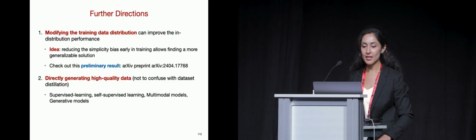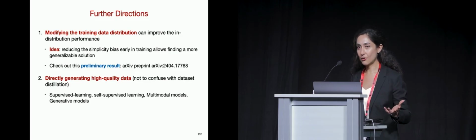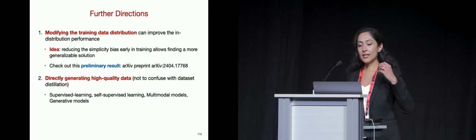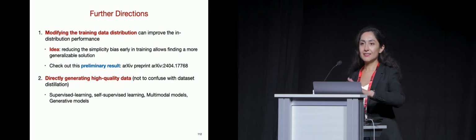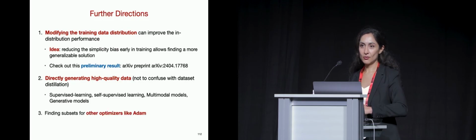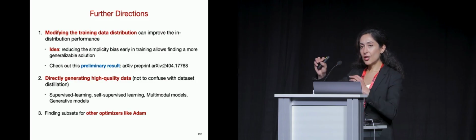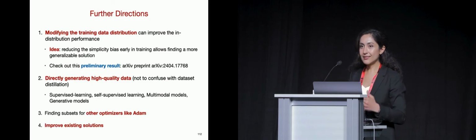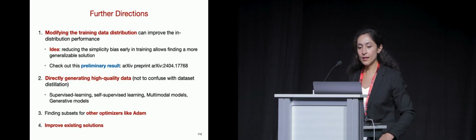You can check this arXiv paper to see more. Another one is: can we directly generate high-quality data? So far, we have talked about selecting a high-quality subset of a big dataset. Can we directly generate high-quality data? This is not dataset distillation, right? Dataset distillation generates data by matching the training dynamics, for example, based on gradients. But here I mean, can we directly generate real-looking data, not distilled data, and do better than subset selection, which I think is doable and is a very interesting direction.